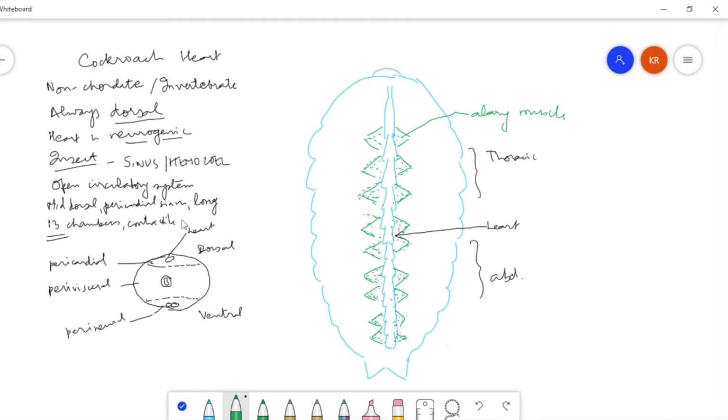So here it is supported by alary muscles. The heart is supported by alary muscles. And these are the heart. Each one is a chamber. Now the heart will look like this. One chamber which I am showing here. And then there is another chamber over here. Then there is another chamber over here. Then there is another chamber over here.